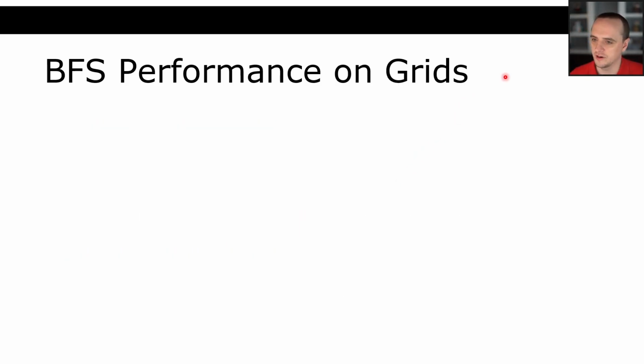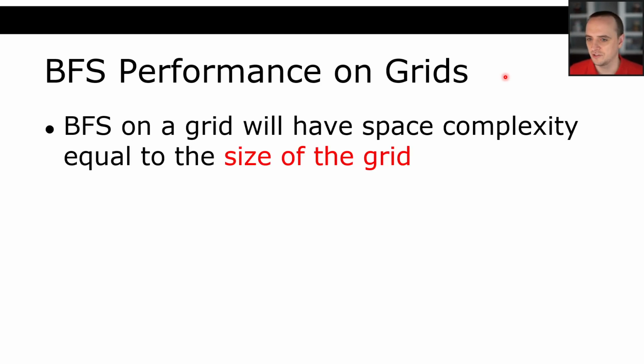How about on grids, okay? So if we do BFS with a closed list, meaning that we don't repeat any states, then we can have some really nice properties, okay? So applying BFS to a grid can have some really nice properties. So BFS on a grid will have a space complexity equal to the size of the grid.